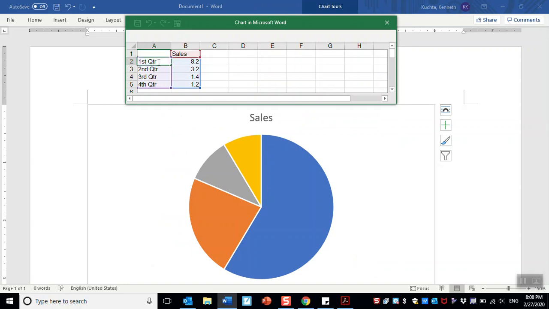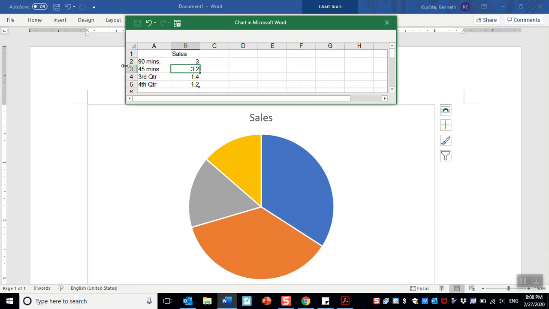So my first group are people who take 90 minutes to get to the airport, and there were 3 of them. My second group is people who take 45 minutes to get to the airport, and there are 2 of them. My third group is people who take 18 minutes, and there's only 1. My next group is people who take 15 minutes, and there is 1.